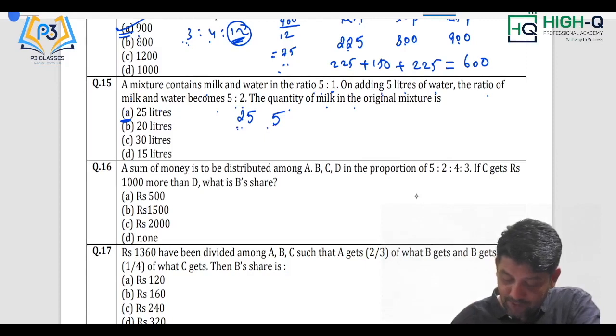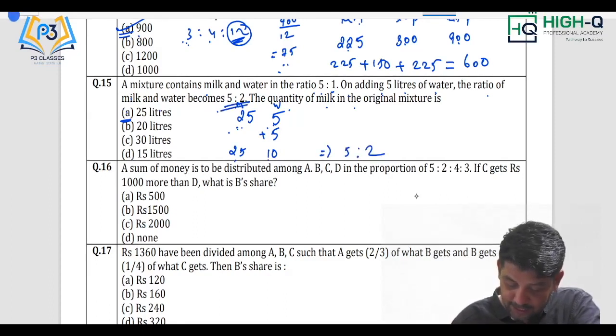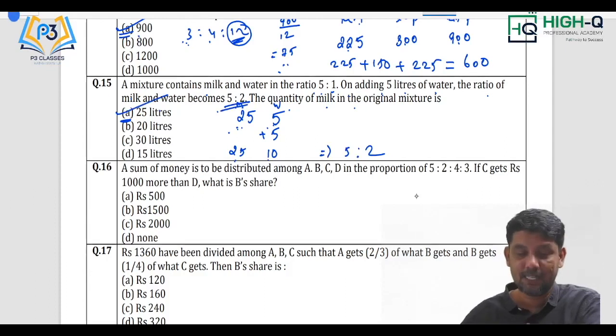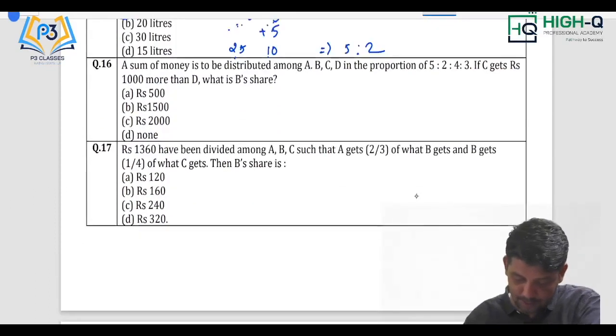On adding 5 liters of water, because this is milk, this is water, the water quantity becomes 10 liters and milk remains as it is. Now the ratio is what? 5:2. Yeah, the second condition is satisfied when I take 25 liters. Answer is over. Next step.